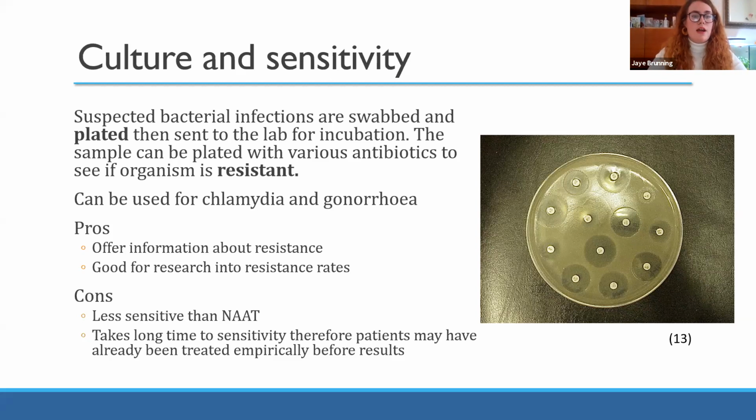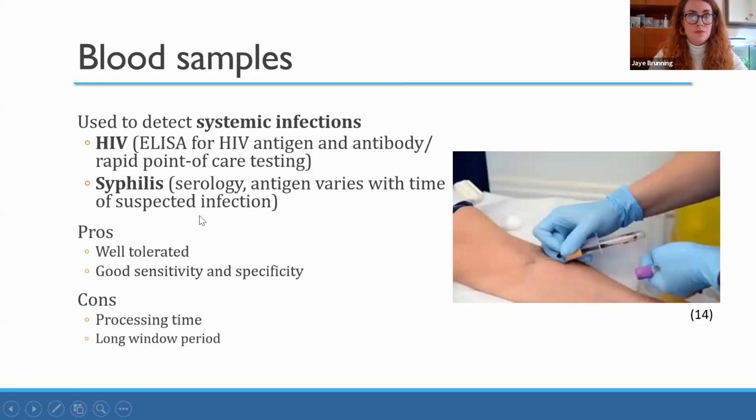So the cons are that they are less sensitive than that, so you're more likely to get a false positive result. So you kind of have to get the right environment to get that bacteria to grow. So if it doesn't want to grow, then it won't, and you will have a false negative. It takes a long time to get the sensitivity back. So therefore, a patient, if they were symptomatic, will have been treated empirically before their results. So you might end up giving someone a double dose of antibiotics because they were resistant to the one that you gave them in the first place.